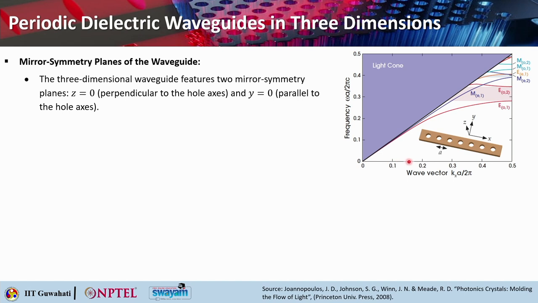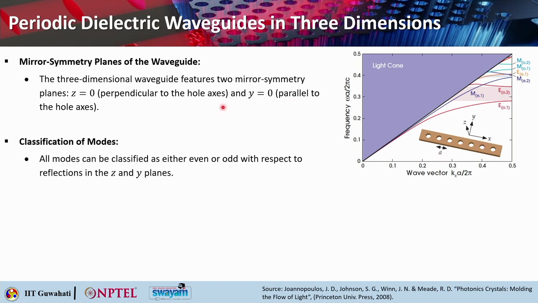The three-dimensional waveguide actually features two mirror symmetry planes, isn't it? You can have one plane, z equals 0, lying in the xy plane. You can call it the z equals 0 plane, which is perpendicular to the hole axis. And there is the y equals 0 plane, which is basically parallel to the hole axis. You can think of the cylinder being drilled inside, so the axis of the cylinder is lying along z. So y equals 0 is basically the xz plane, and that tells you that you are parallel to the hole axis. So there are two mirror symmetry planes, and based on those you can classify the modes.